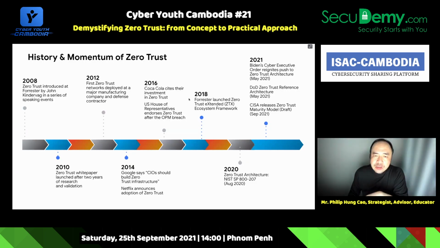So let's talk about some history and momentum of zero trust. In 2008, zero trust was first introduced by John Kindervag. He mentioned this zero trust in a series of speaking and public events in the US. And after that, 2 years later, the zero trust white paper was first launched after the research and validation by John Kindervag and Forrester.